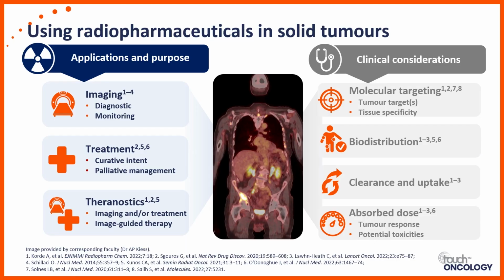In development, there are many new agents that are up and coming for most solid tumor types, as most solid tumors respond to radiotherapy. The development of these agents and the choosing of specific targets is related to the relative uptake in tumors versus normal tissues. So biodistribution and pharmacokinetics play a large role in determining what the final absorbed dose is to tumors versus normal tissues, and these absorbed doses are directly related to tumor response and toxicities.